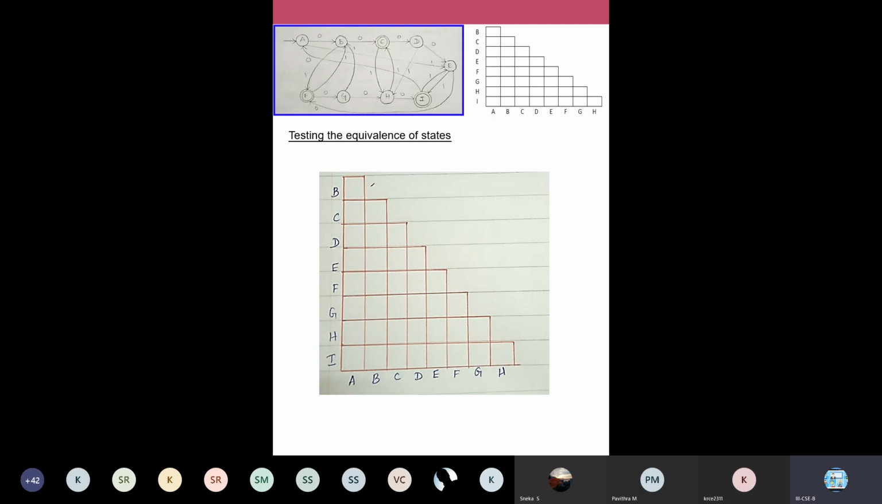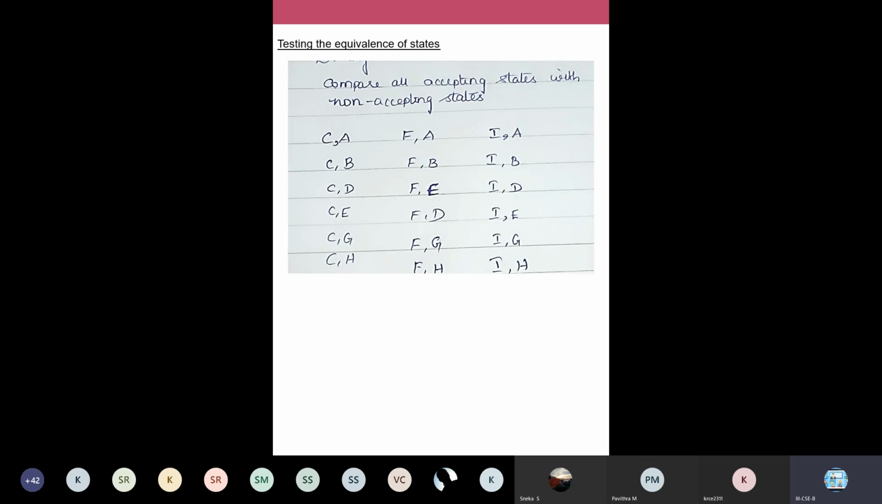away you can tell that they are distinguishable. Okay, can you understand? Straight away you can compare an accepting and a non-accepting state, and straight away you can say that they are all distinguishable states. Okay, so now I'm just comparing all the accepting states with non-accepting states.